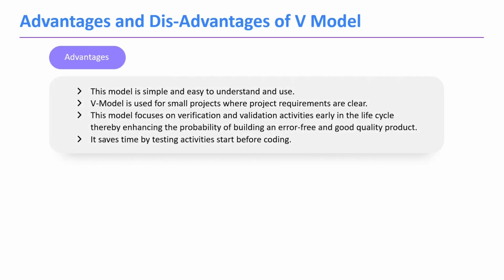Next, advantages and disadvantages of V model. So let's discuss the advantages first. V model is simple and easy to understand and easy to use. V model is used for small projects where the requirements are clear. This model focuses on verification and validation activities early in the life cycle. By this, we are enhancing the probability of building an error-free and good quality software. V model saves time as the testing activities start before the coding.